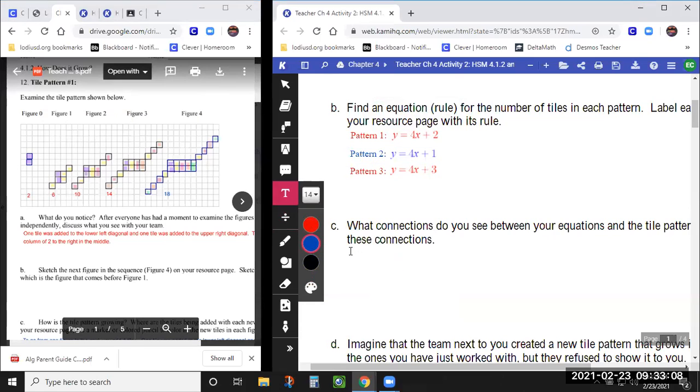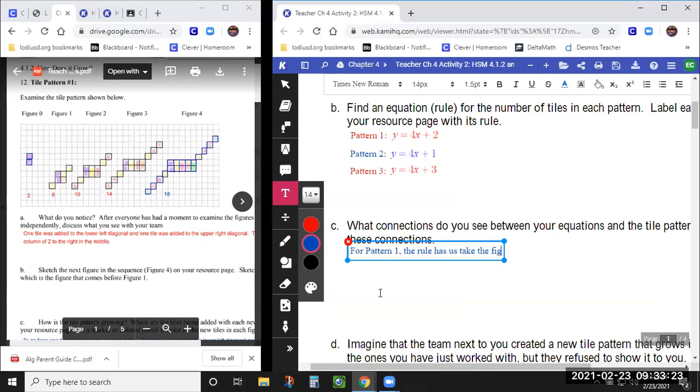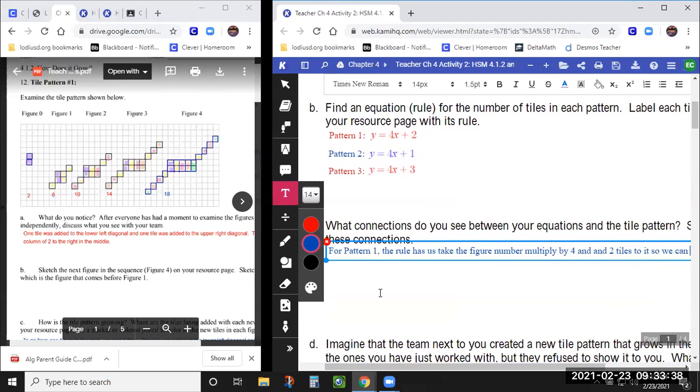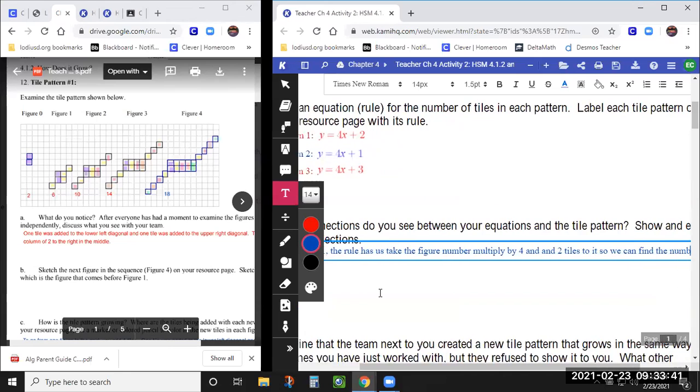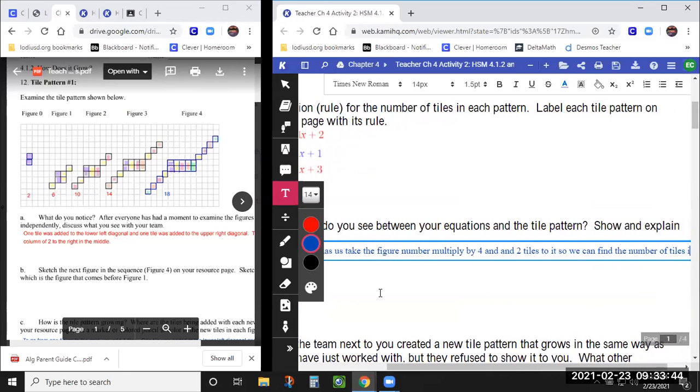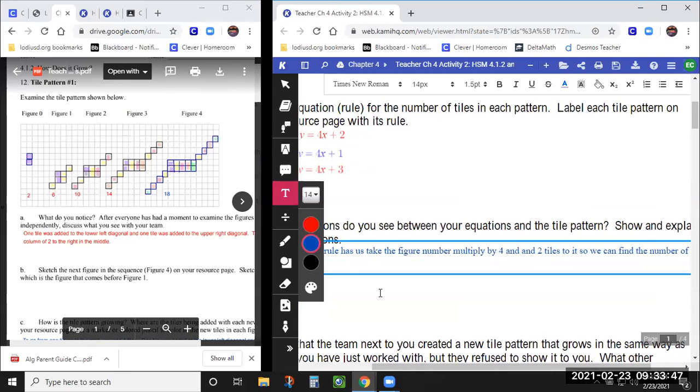So I will start it. For pattern 1, the rule has us take the figure number, multiply by 4, and add 2 tiles to it, so we can find the number of tiles in any figure of the pattern.